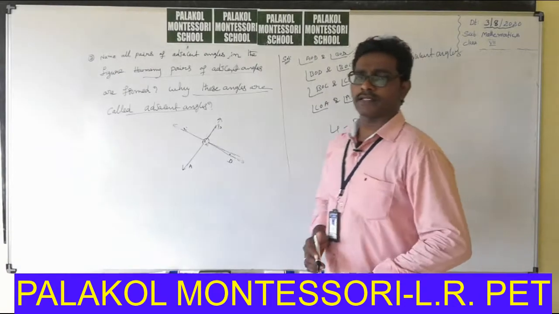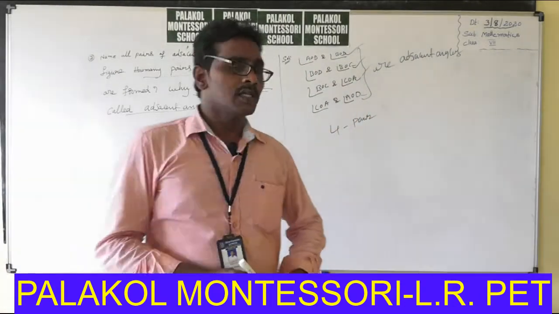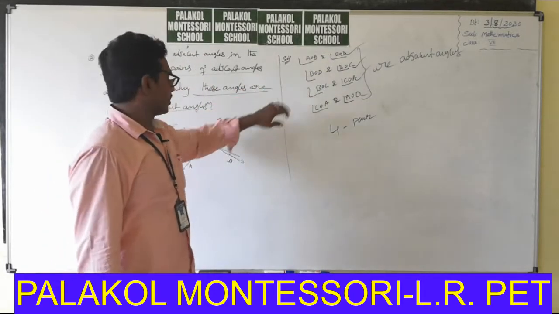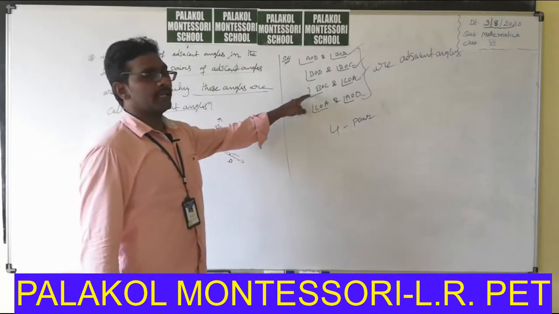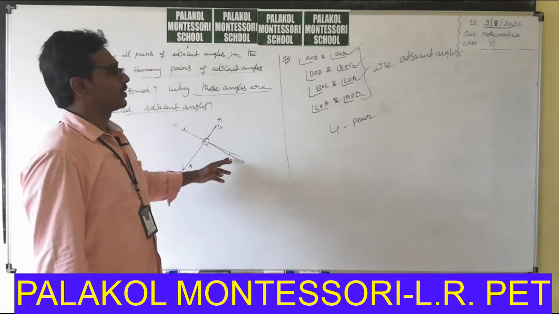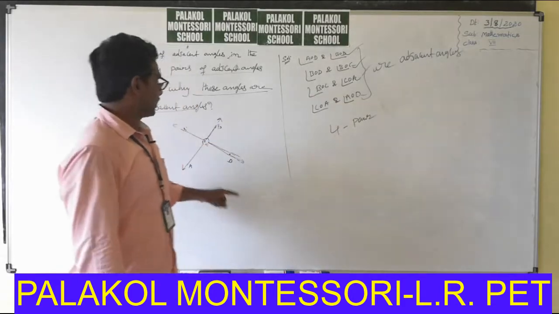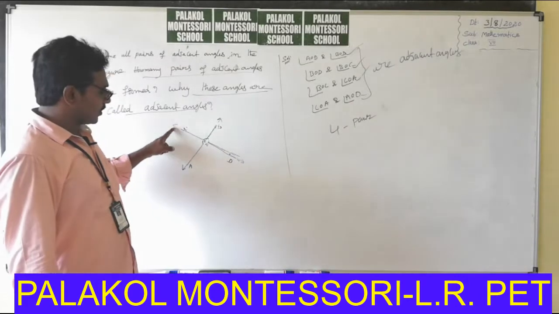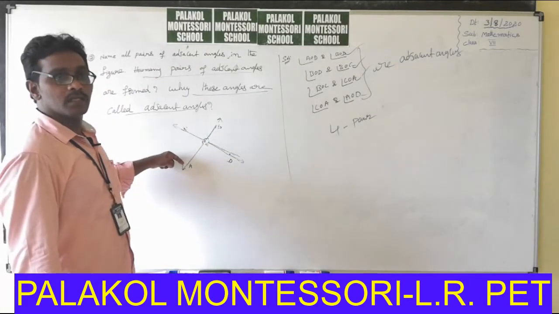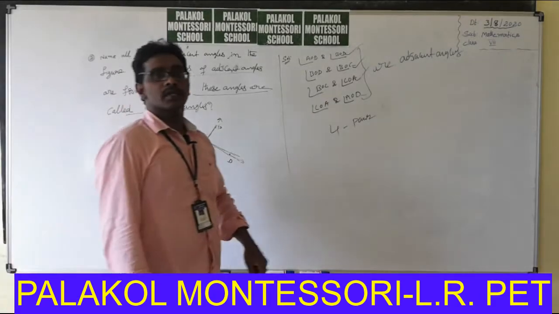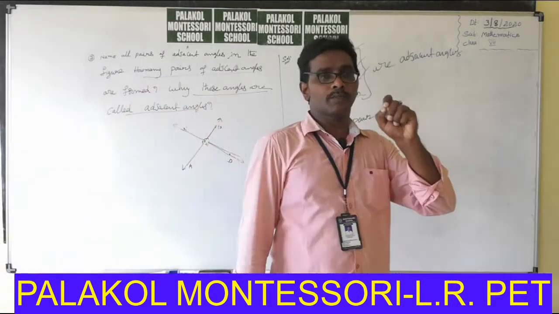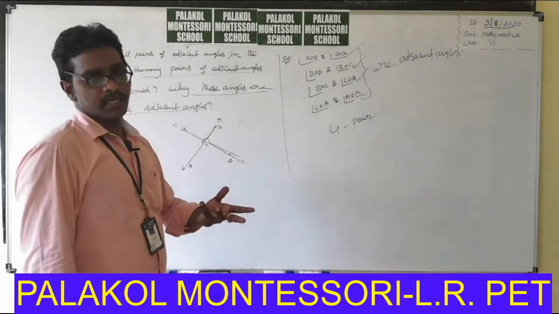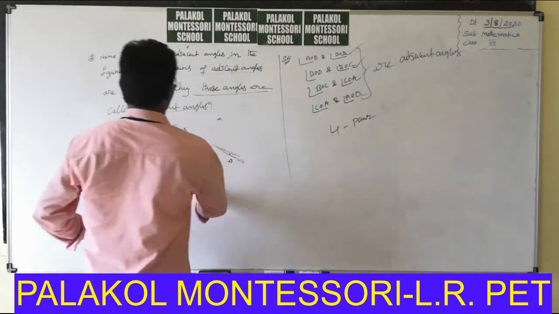Fourth one is the same. So you write: the first pair's common arm is OD, the second pair's common arm is OB, the third pair's common arm is OC, and the fourth pair's common arm is OA. All of the arms meet at a point, that point is O. So that's why these are called adjacent angles. Finish. Next question.